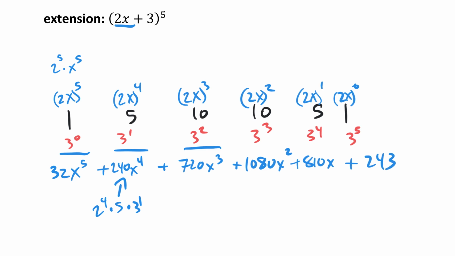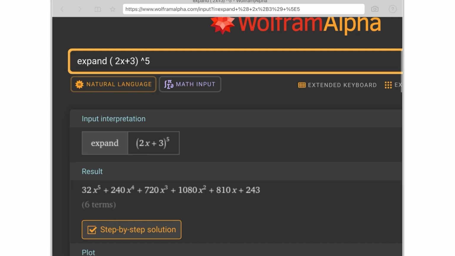Now again, let's go ahead and check this on Wolfram to make sure that our shortcut is legit. All right, there's our expansion, and we can see that 32x to the 5 in front, 240, 720, 1080, 810, 243. All right, so I think we finally have our full shortcut that includes all the changes. When you change the number here, even when you change the number here, I think we're good to go.